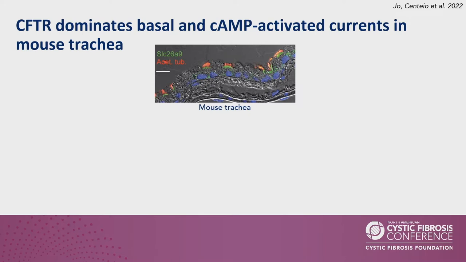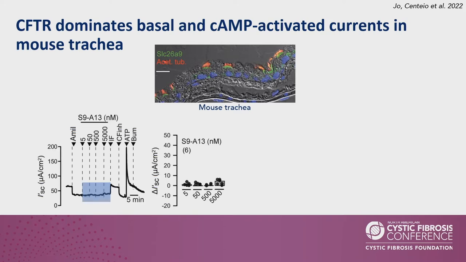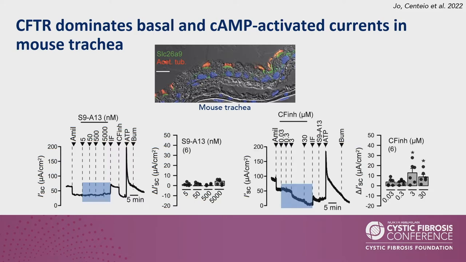And we observed a similar immunolocalization pattern as before, so apical ciliated cell exclusive. And when we measured this mouse trachea in Ussing chambers, we also observed that the basal current was again insensitive to increasing concentrations of the SLC26A9 inhibitor, while CFTR inhibitor 172 was highly effective already at the concentration of 3 micromolar. And if we look again at the pattern of inhibition of the cyclic AMP currents, we see that CFTR inhibitor strongly inhibits this current, while S9A13 does not touch it. So this was supporting that CFTR is really the responsible channel for both the basal and the cyclic AMP activated currents in the airways, both human and mouse airways.